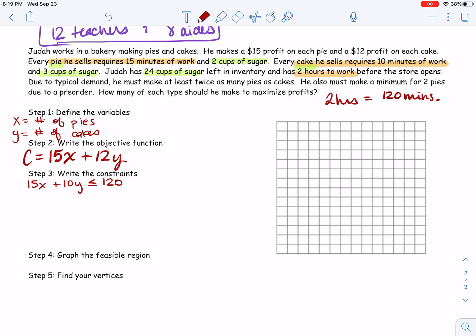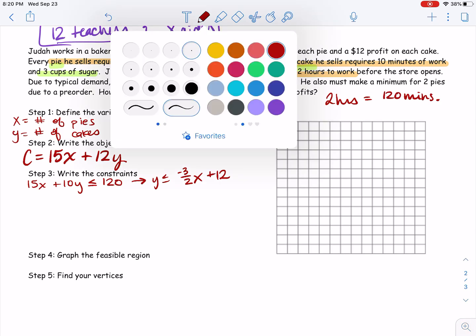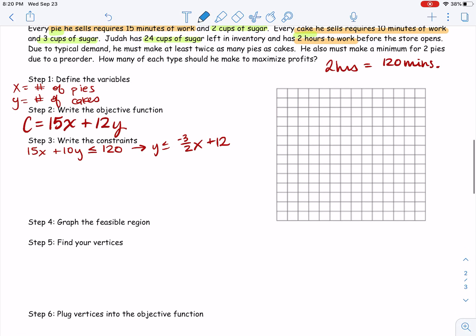Okay. We know our next step is graphing this. So let's go ahead and rewrite. I'm going to subtract the 15x and then divide by 10. So that's going to give me y is less than or equal to negative 15 divided by 10, which simplifies to negative 3/2 x, plus 120 divided by 10, which is just a positive 12. Okay. I'm going to go ahead and change colors for this and do different colors for different constraints. Okay. And so now we got the minutes taken care of.